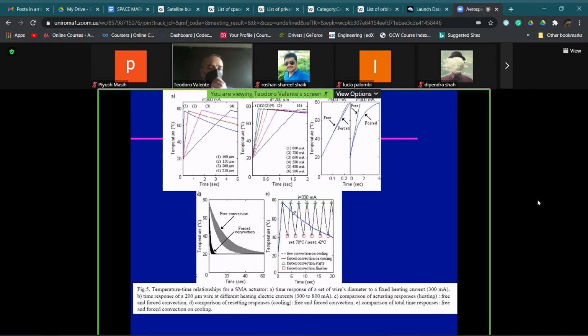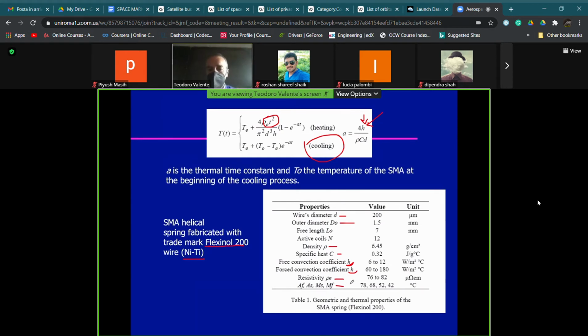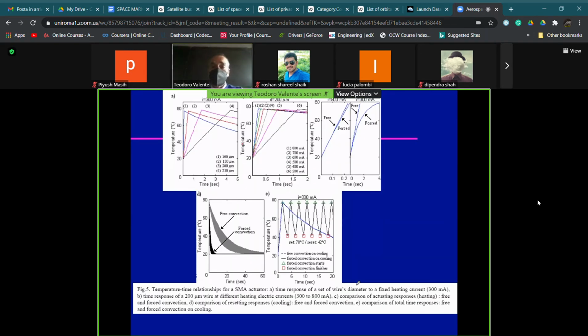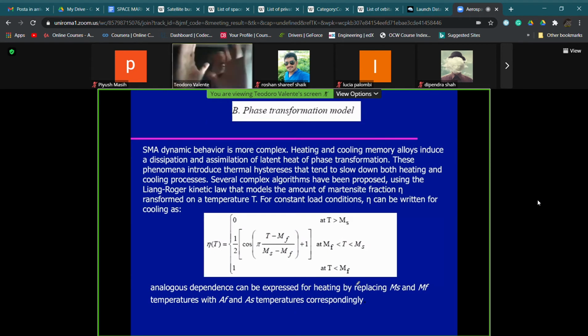So you have on heating the martensite to austenite transformation. On cooling, you have the austenite to martensite transformation. You need to arrange the extreme temperature values in order to match the critical austenite and critical martensite temperatures of the material itself, because you need to activate the solid state phase change. So this is the thermal model, and the phase transformation model.